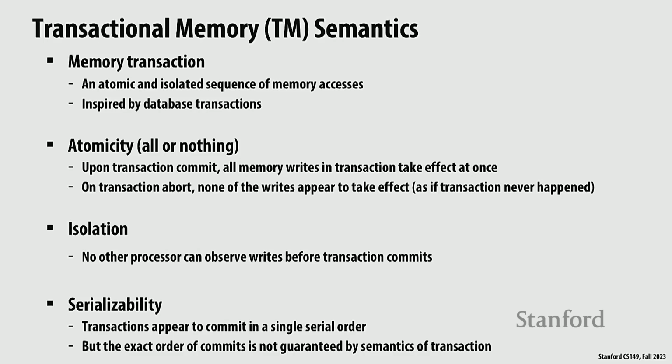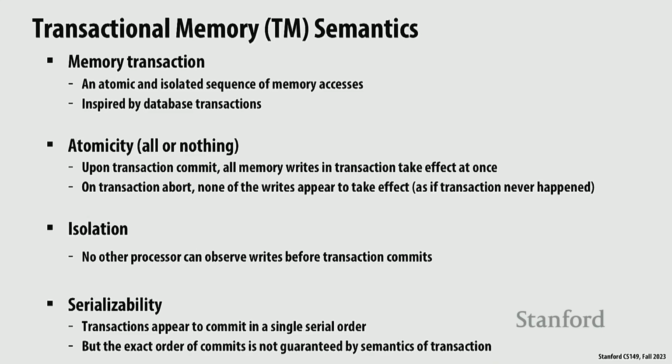The second property of transactions is this notion of isolation: the reads, and in particular the writes, made within a transaction cannot be observed by any other transactions in the system. So the operations within a transaction are completely isolated. And then lastly, the last property is serializability, which says that I can have a serialized order of the execution of each of the transactions in the system.